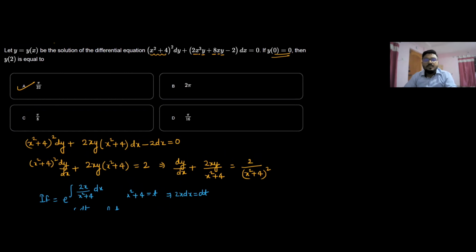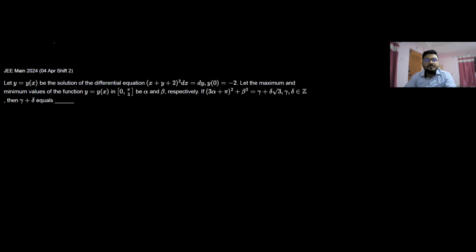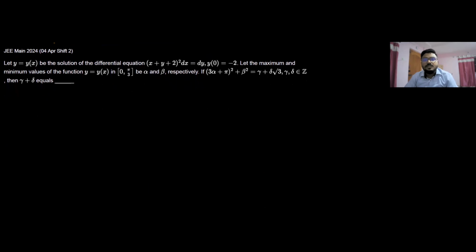All right. So let's move to the next question. The next question is the solution of the differential equation. So here the differential equation, later they have written about the maximum and minimum value of the function in 0 to pi by 3. Anyways, we will first try to find the solution of the differential equation. So here the differential equation is reducible to something, but we don't know what yet.